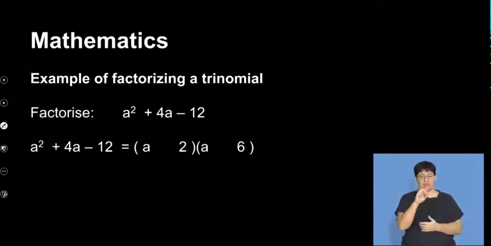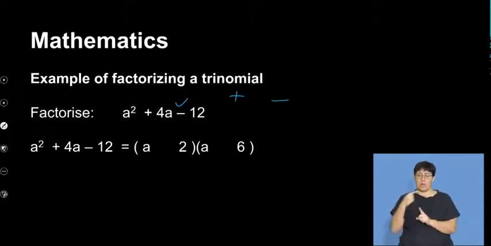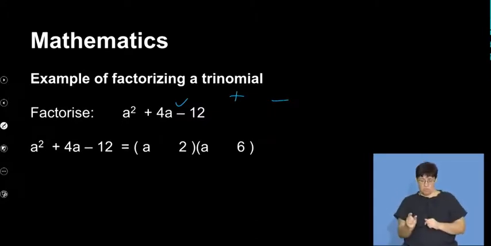Remember, what did I say? If the last term is a minus, what does that mean? My two brackets will be a plus and a minus. I always start with a plus. But now, whenever you have a bigger factor and a smaller factor, the bigger factor always gets the sign of the middle term. Maybe let me repeat that so you can take it down. The bigger factor always takes the sign of the middle term. So it means this will be the plus and that will be the minus.